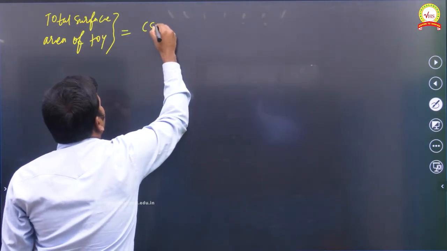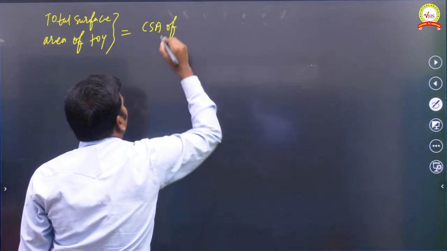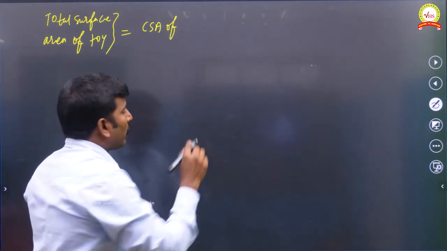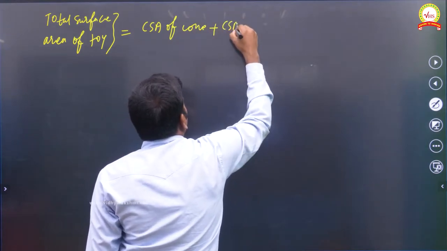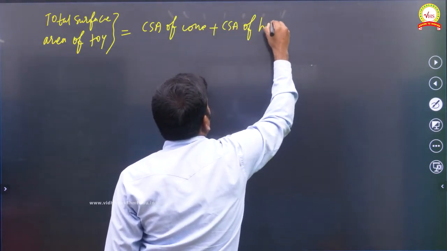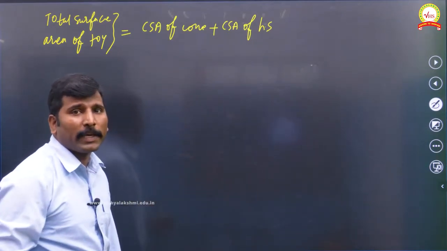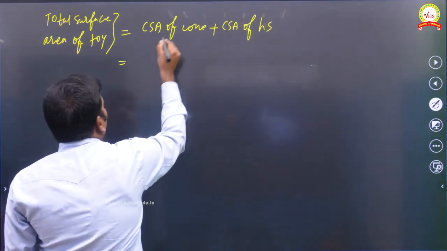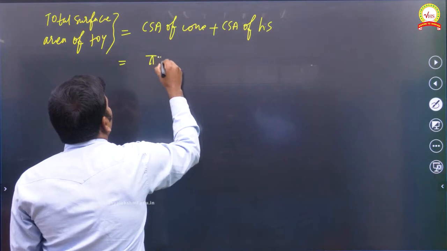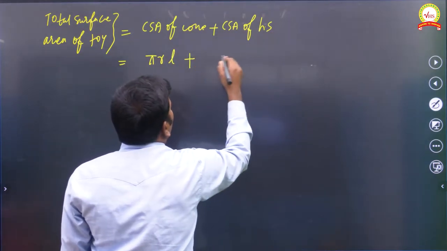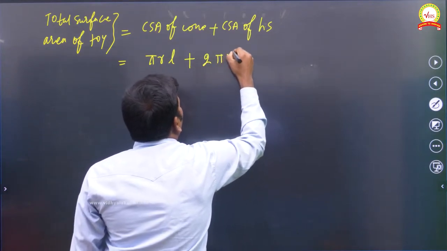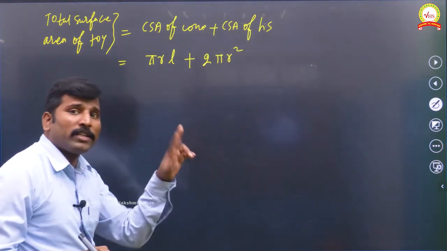So I told you, CSA of the first shape. The first is what? Cone. I'm taking the CSA of a cone plus the CSA of a hemisphere. These together I'm taking. Now CSA of the cone, we know, is pi r l, plus the CSA of the hemisphere, which is 2 pi r square. For both, the radius is common.